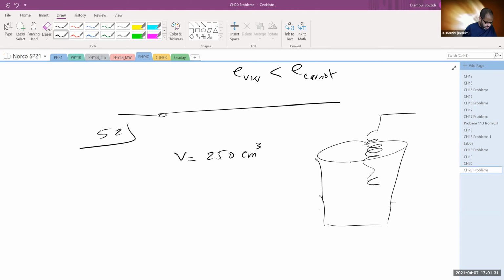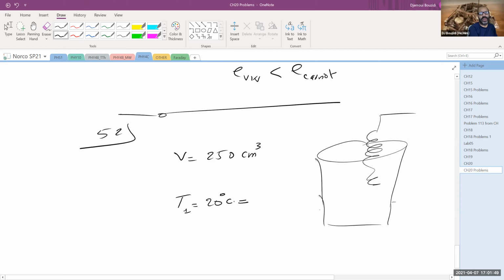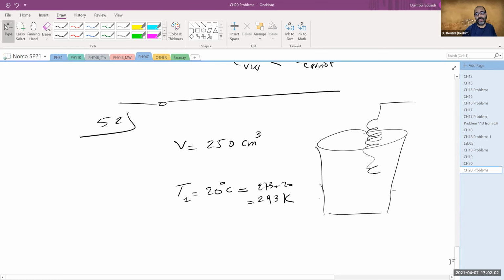As the water temperature increases from 20 degrees to 78 degrees, so the water temperature, T initial, is 20 degrees Celsius. It is a must to convert it in this case, if you're going to be calculating with entropy, into Kelvin. So you have to add 273. It's 273 plus 20, which is 293 Kelvin. So this is the lowest temperature. I mean, you want to heat it up, so you want to bring it to a higher temperature.